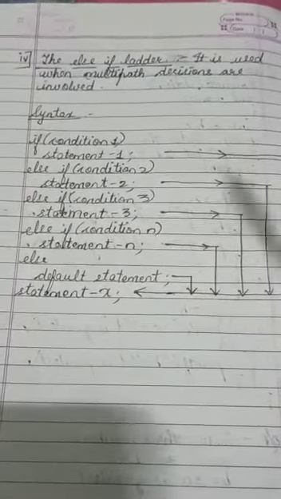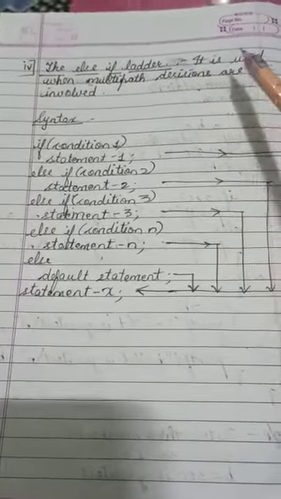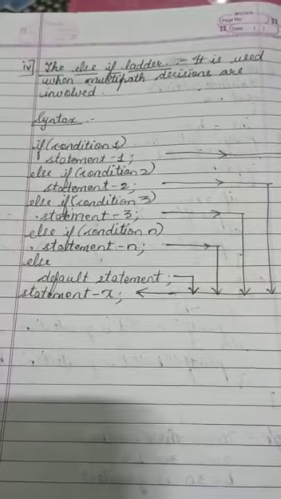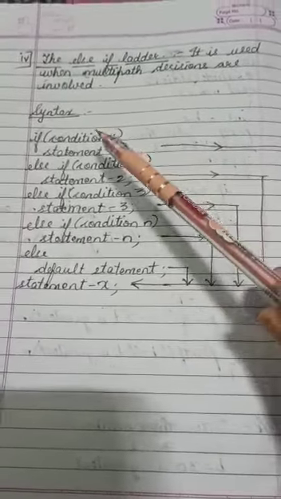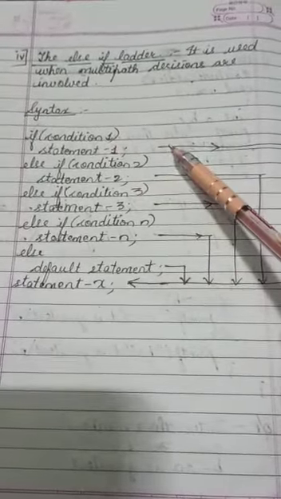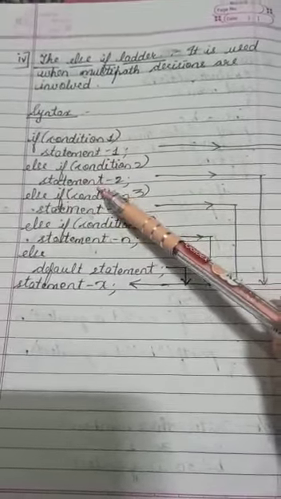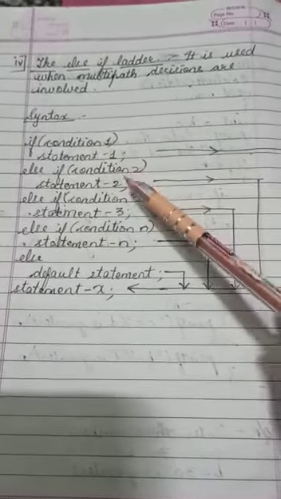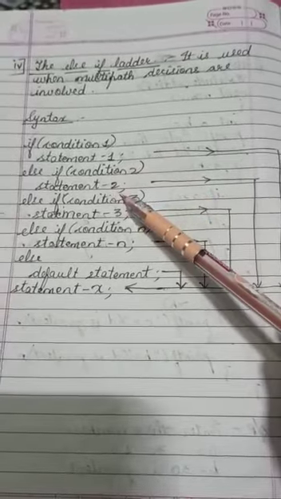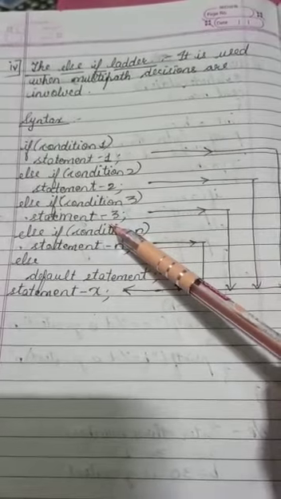Now let's start with the fourth kind of if statement, that is the else if ladder. It is used when multipath decisions are involved. The syntax is as shown below. If condition 1 is true, then statement 1 is executed. If the condition 1 is false, then in else part, again the next condition is checked using if. If condition 2 is true, then statement 2 is executed.